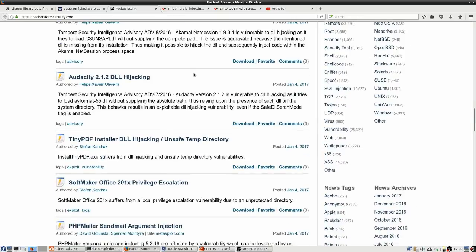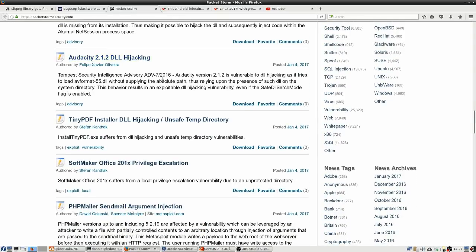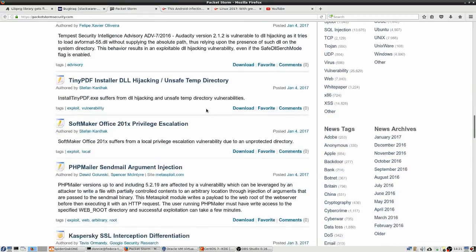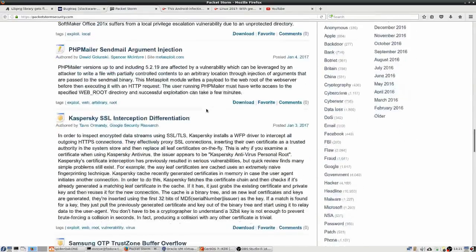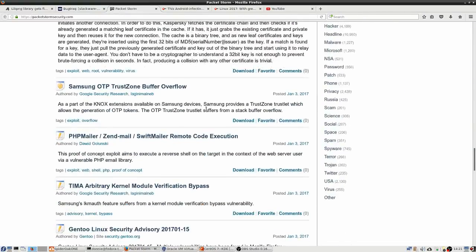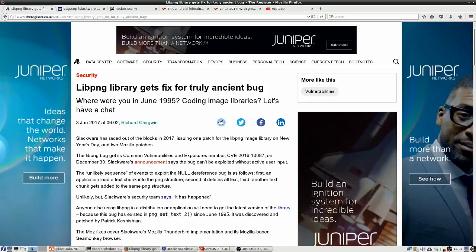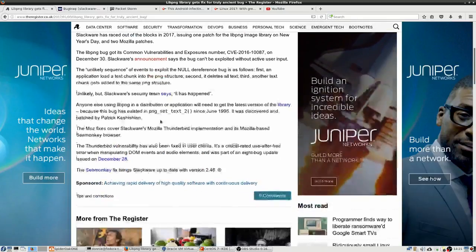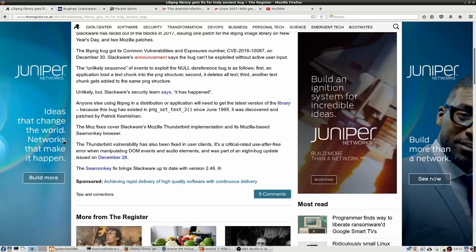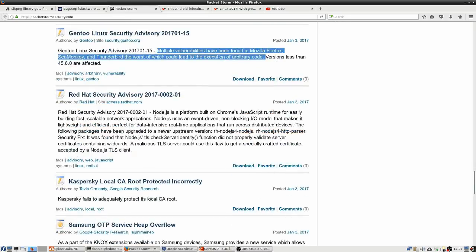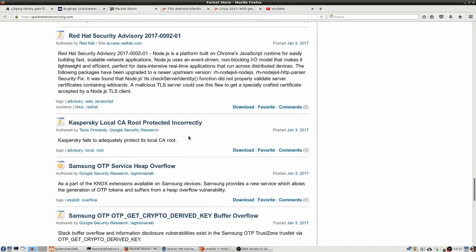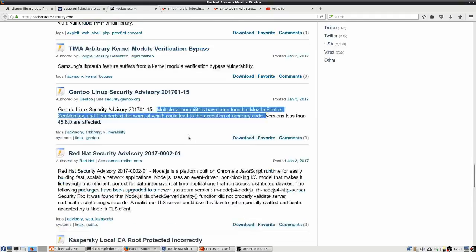And then we've got a few application problems there. Audacity, DLL hijacking. That sounds like Windows, though. Only Windows does DLLs. Let's see. And down here, Gentoo Linux. Problems with Mozilla Firefox, SeaMonkey, and Thunderbird. And I forgot to mention, too, in that first article over here, the Slackware team did say that they found some problems in Mozilla Thunderbird and the Mozilla SeaMonkey browser. So that's another reason to keep your system updated. And another Red Hat one there, Node.js, and so on and so forth. I'm not going to read each and every one of them here, but you get the idea.